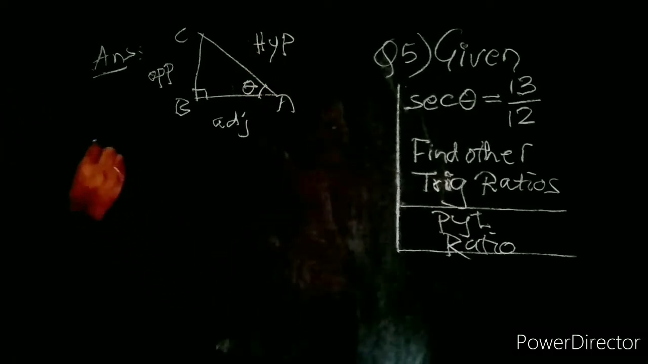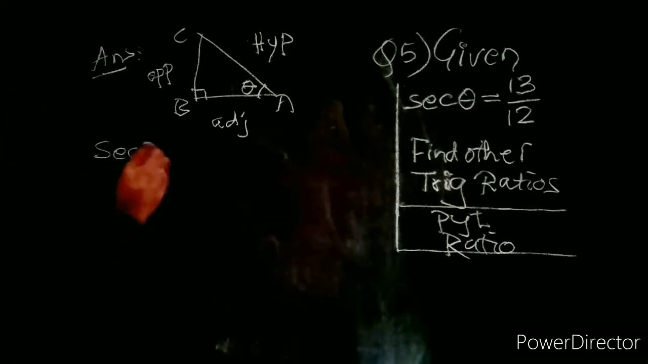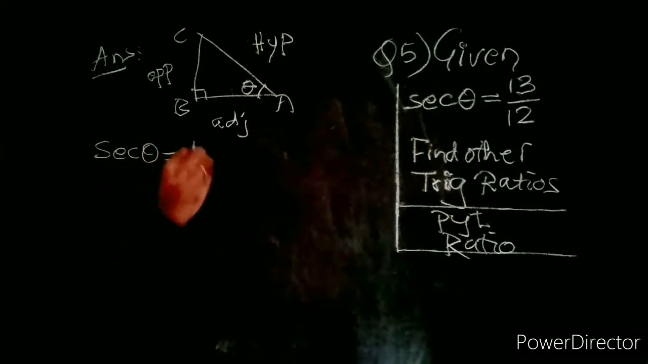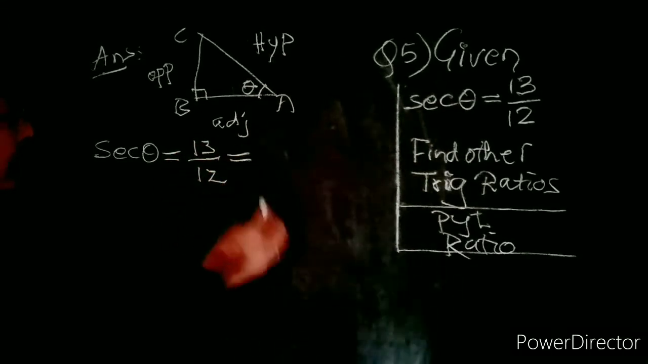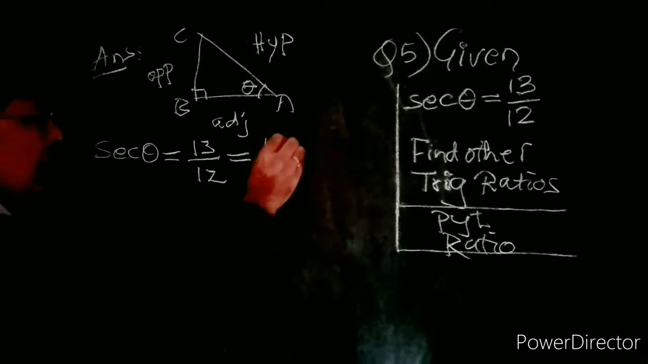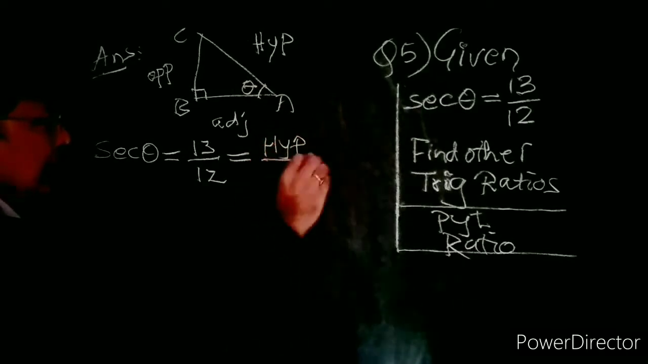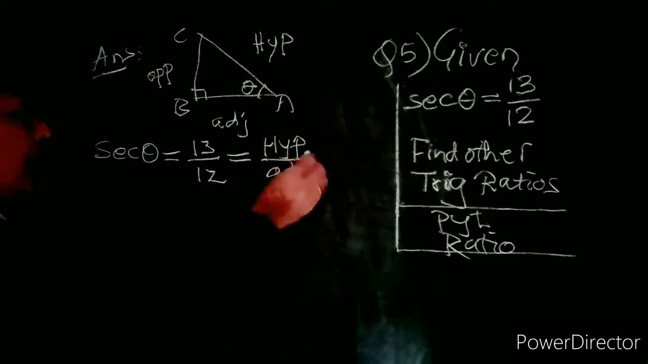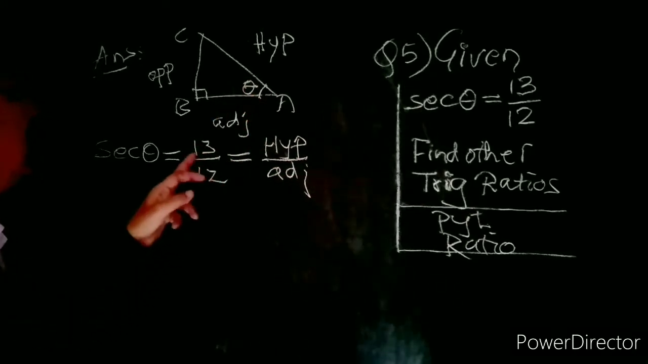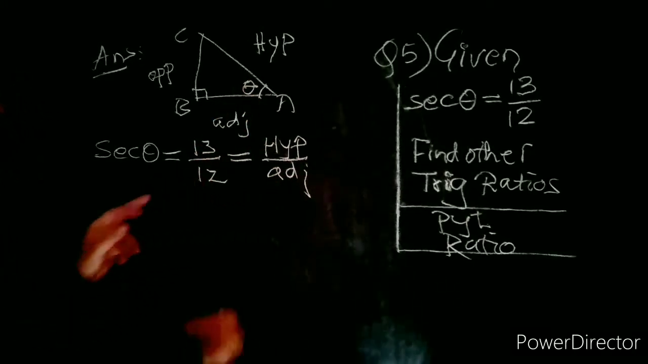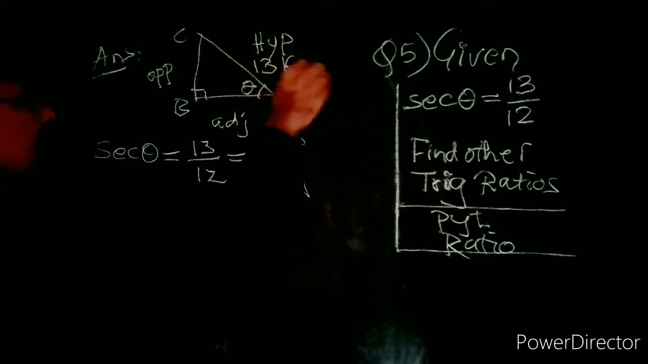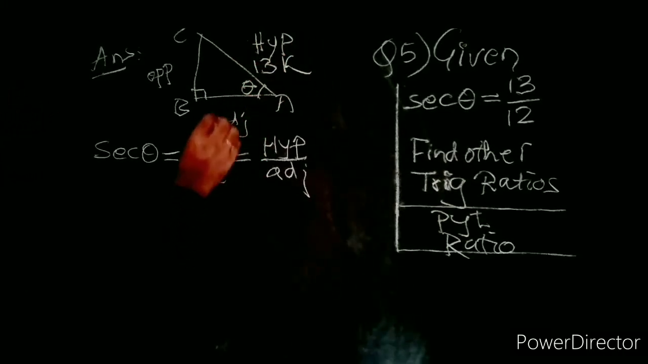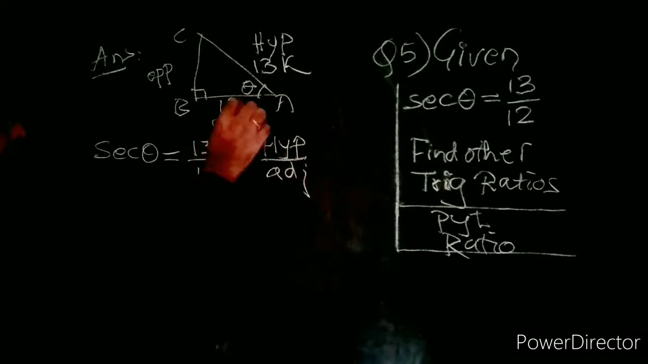Now what is given? Sec theta is given, that is 13/12. We know that sec theta is nothing but hypotenuse divided by adjacent side. Here hypotenuse is 13K and adjacent side is 12K.